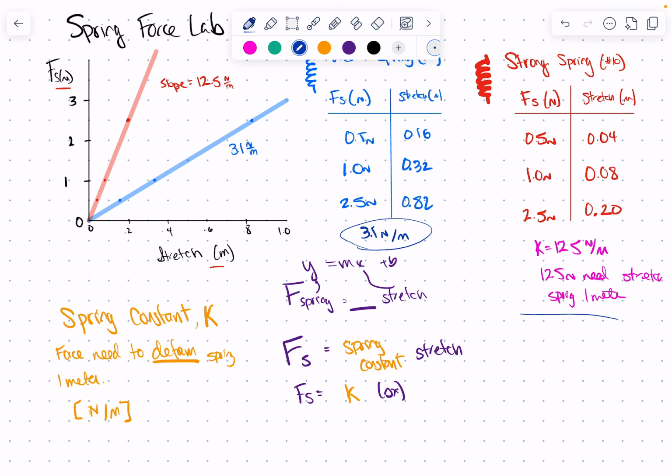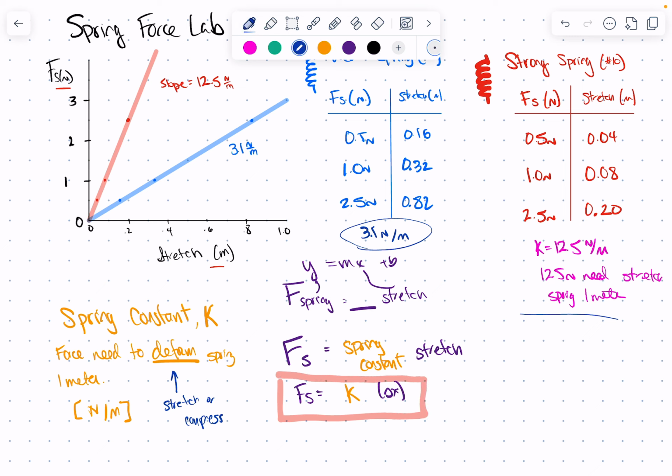It tells us the relationship between the amount of force needed to deform, in this case, we're talking about stretching, but we could also be compressing, meaning make it tighter together. How much force is needed to do that. And we get this relationship, the force of the spring equals Kx.